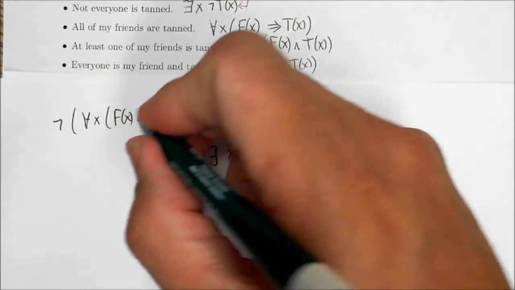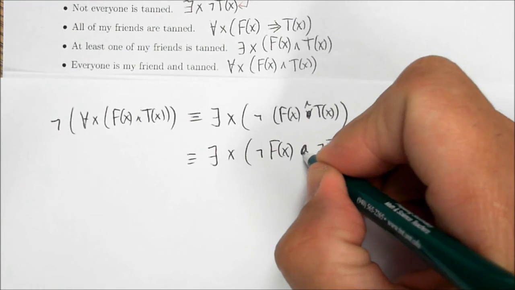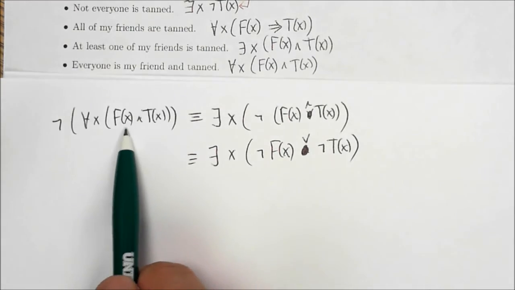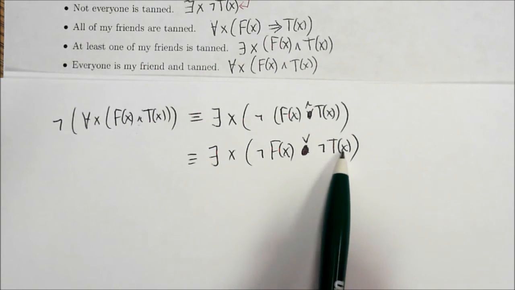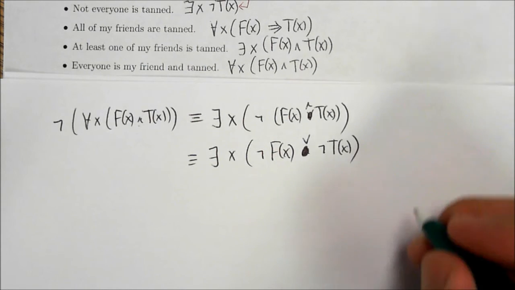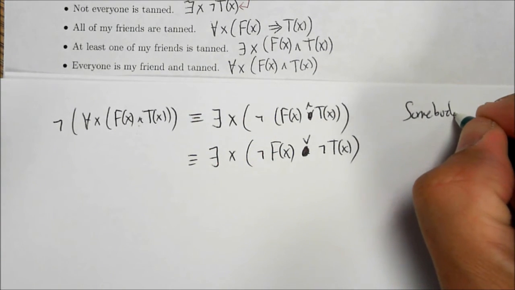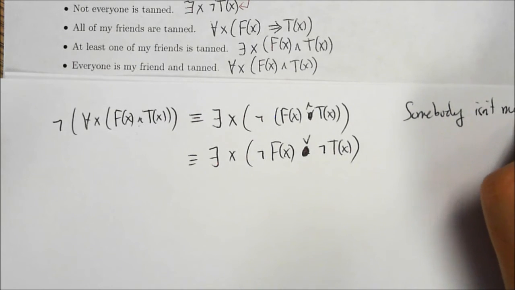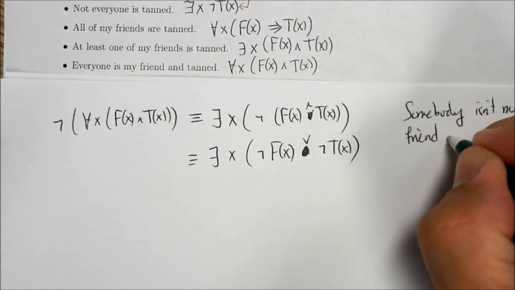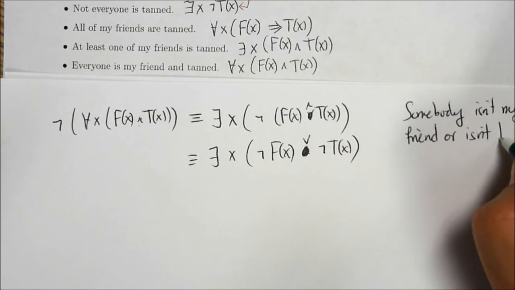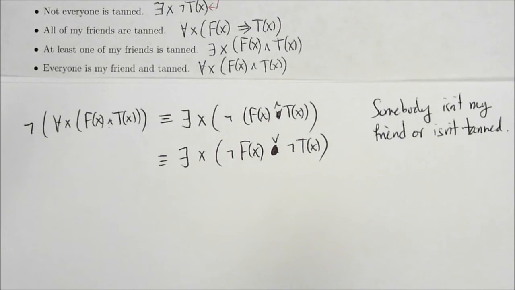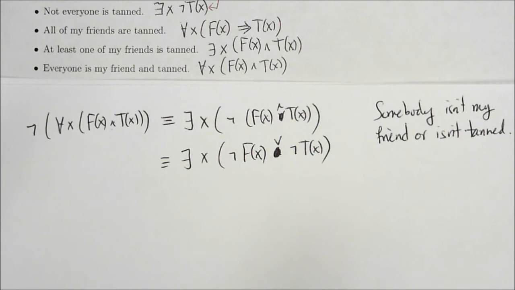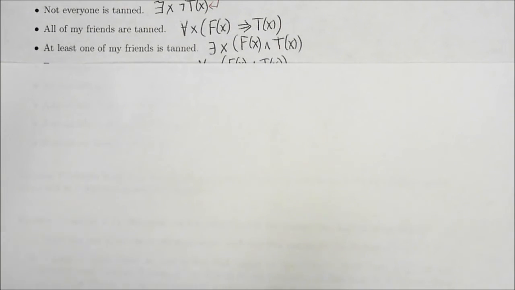I'm sorry, I got this backwards. There's an and here, so this should have been an and, this should have been an or. I apologize. So there's an and here, so not f of x and t of x, which would be not f or not t. So somebody isn't my friend or isn't tanned would be the way to express this sentiment in common English. Going to the next one.